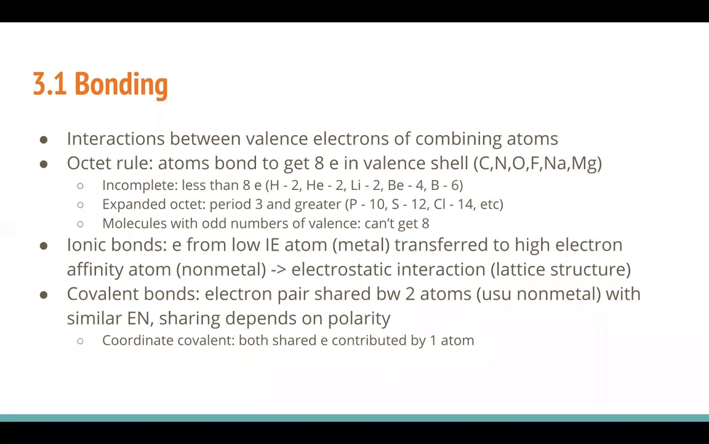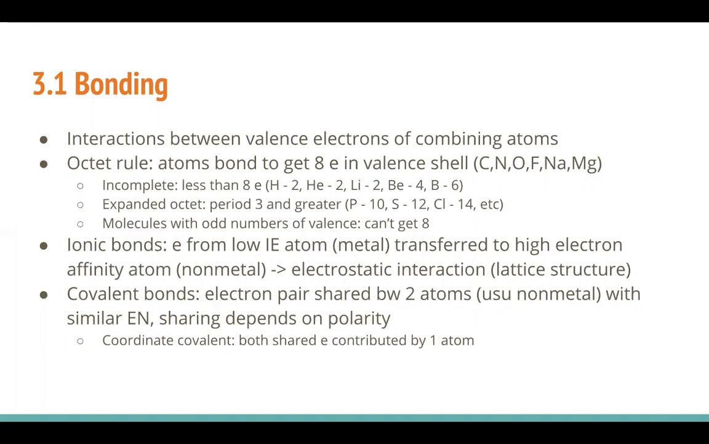And so just keep in mind that there's some elements that have incomplete octets like hydrogen, helium, lithium, beryllium, and boron. Especially boron, because I have actually had some questions where they have elements of boron in it. And so you can only make 3 bonds with boron. You can't make 4. So just keep that in mind.